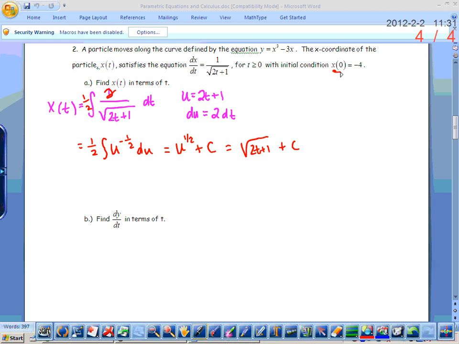All right, so yes, I can find c because I know that x of 0 equals negative 4. So when I plug in a 0 for t, that should equal negative 4. So therefore, c equals negative 5. So x of t is the square root of 2t plus 1 minus 5, not under the radical.